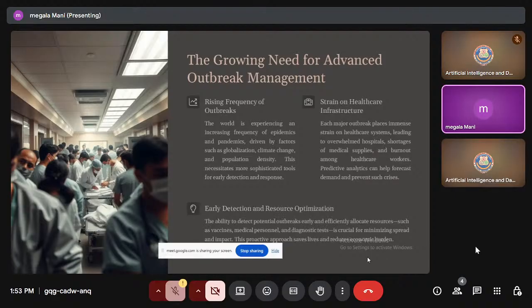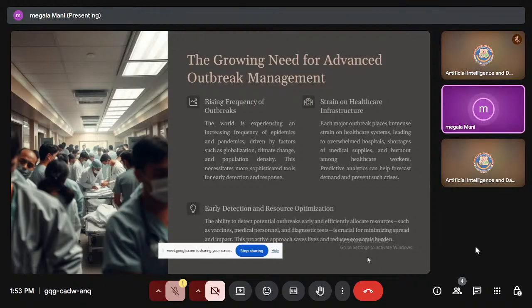That's the first step. The second thing is strain on healthcare infrastructure. Based on these things, suppose in our area, there are resources available for a particular treatment. If it is there, what tools are available, and what is the recovery time. So each and every thing you should be considering. So the strain on healthcare infrastructure means hospitals, shortage of medical supplies, and burnout among healthcare workers. These are the shortages. Okay, that is a strain.